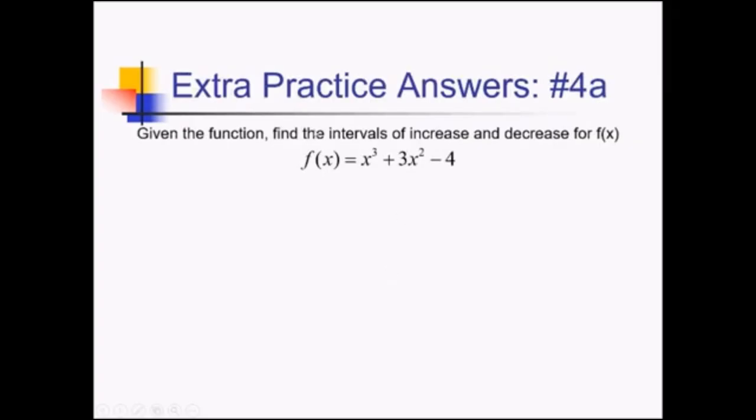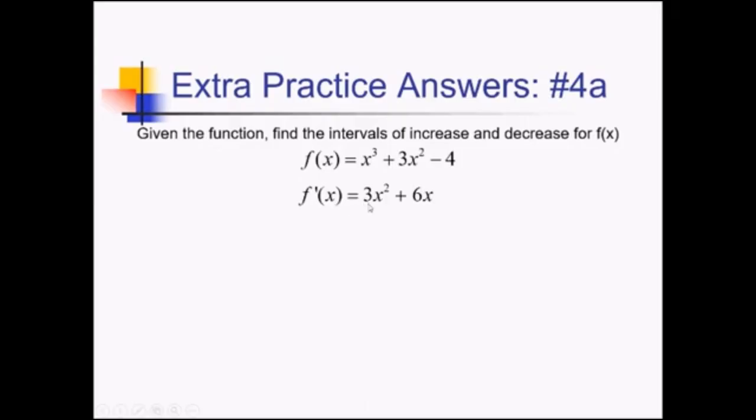For this problem, given this function here, we want to find the intervals of increase and decrease for f of x. So if I'm trying to find out where f of x is increasing or decreasing, I need to know where f prime of x is positive or negative. So let me go ahead, since they gave me f, I need to find f prime. That's going to be 3x squared plus 6x, and then this negative 4 just becomes 0. And I need to solve for critical values to figure out places where f prime might be changing sign.